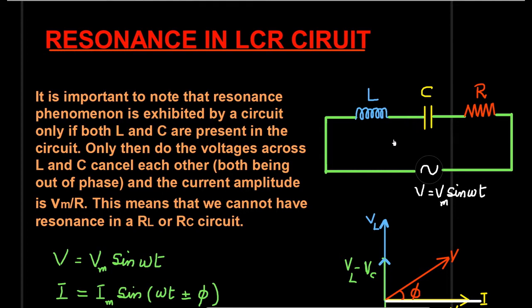It is important to note that the resonance phenomenon is exhibited by a circuit only if both L and C are present. Only then do the voltages across L and C cancel each other, and the current amplitude is Vm divided by R. This means that we cannot have resonance in resistor-inductor or resistor-capacitor circuits.